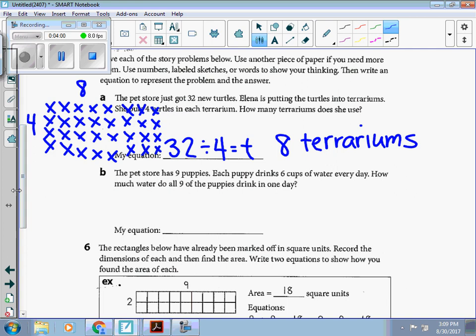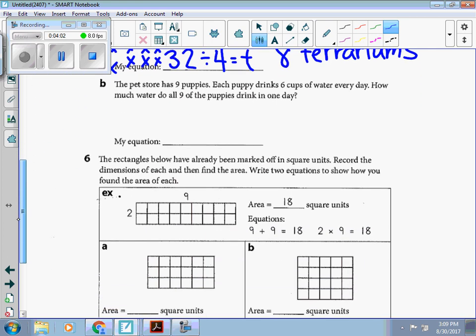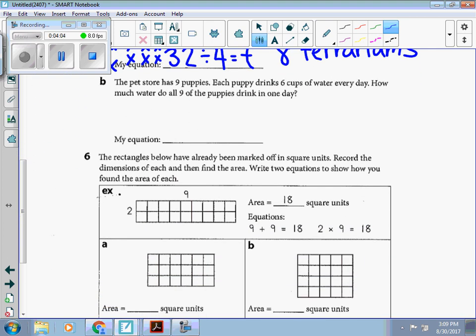Letter B. The pet store has 9 puppies. Each puppy drinks 6 cups of water every day. How much water do all 9 puppies drink in one day?